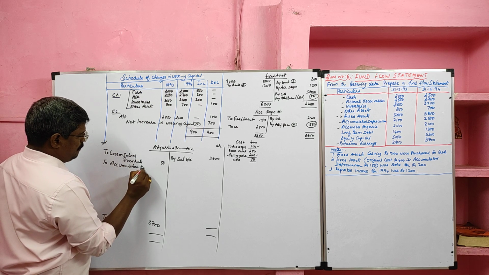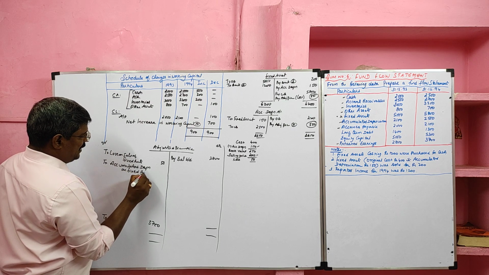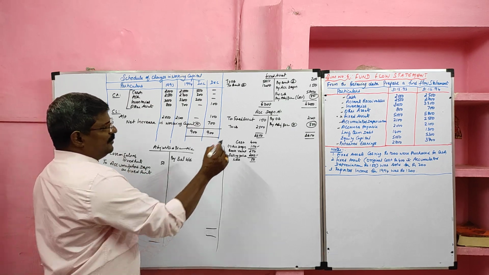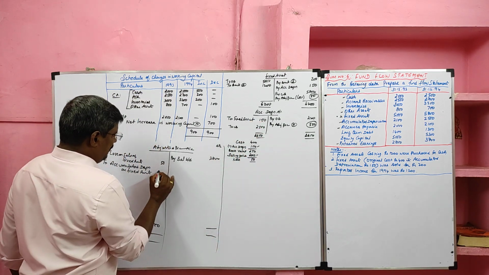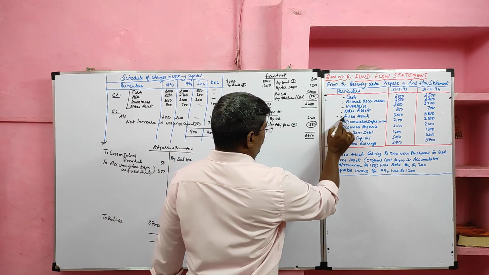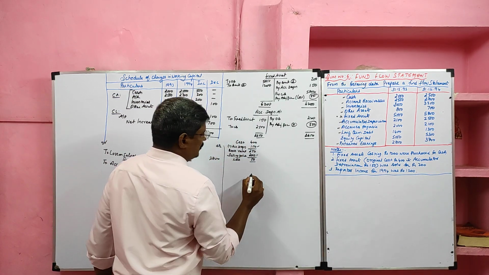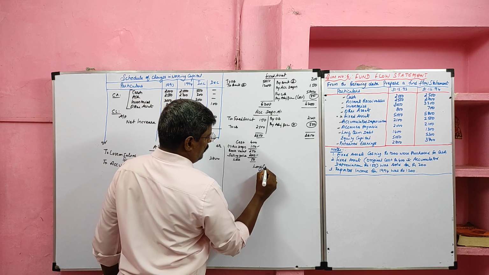Accumulated depreciation on fixed asset. The balancing figure of accumulated depreciation account, how much? 550 rupees. So we prepared ledger account for fixed asset account and accumulated depreciation. Then we have to prepare ledger account for long-term debt.